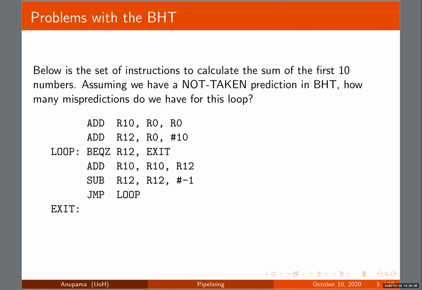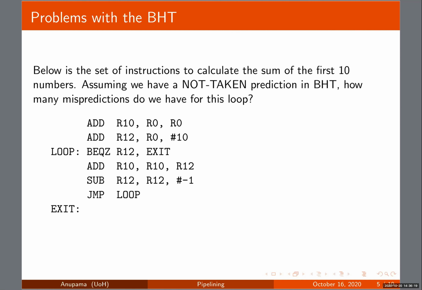Okay, so if you assume that we have a not taken prediction in the BHT, we basically make the assumption that the branches are not taken. So the BHT is initialized with the value 0 in all the locations. How many mispredictions do we have for this loop? This is the question. Please work it out.